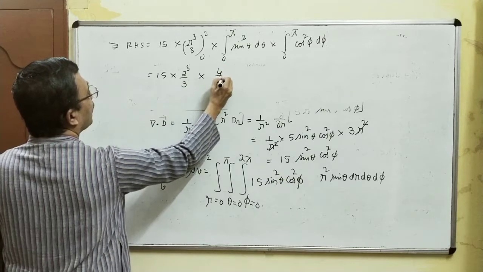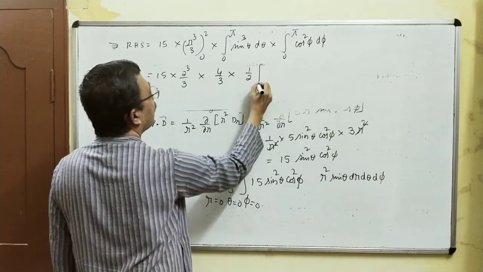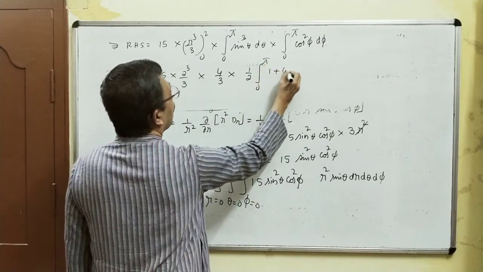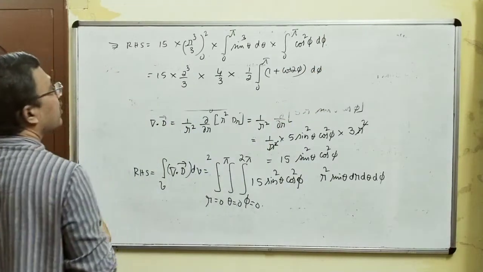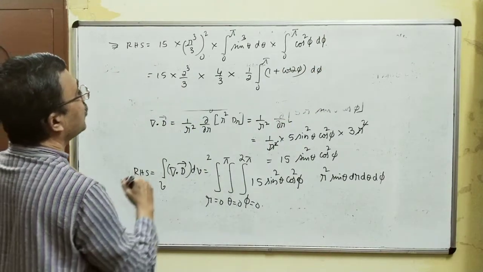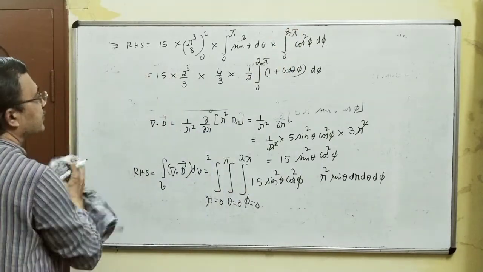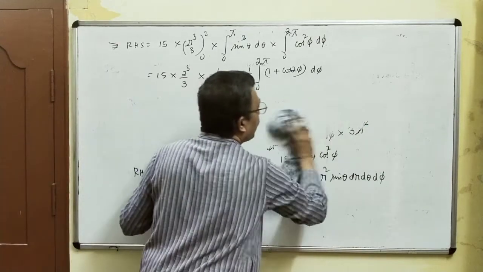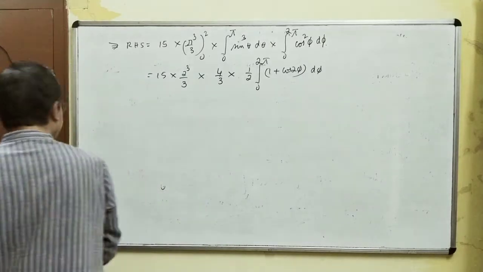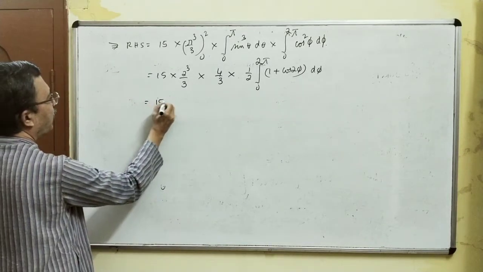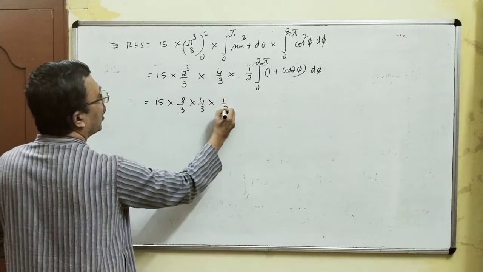This is 4 by 3, a standard expression. Cos square phi you write as what? 1 plus cos 2 phi by 2. 1 plus cos 2 phi d phi, like we did earlier, from 0 to 2 pi. So this is 15 into 8 by 3 into 4 by 3 into half.